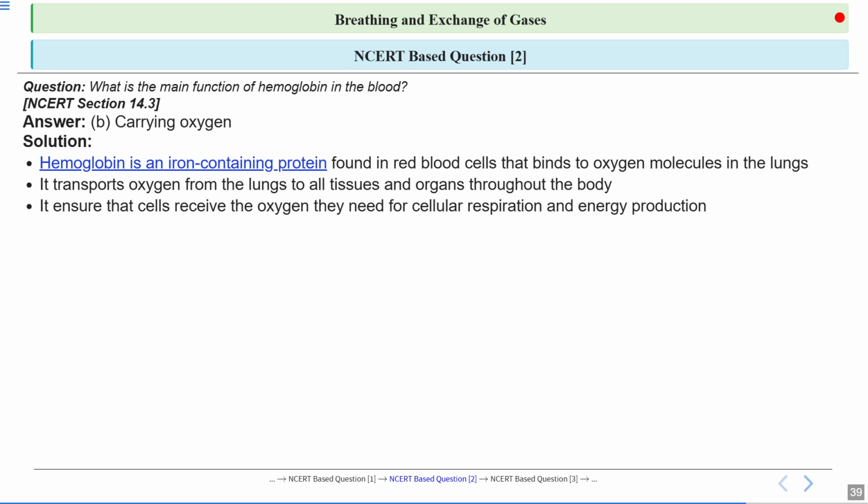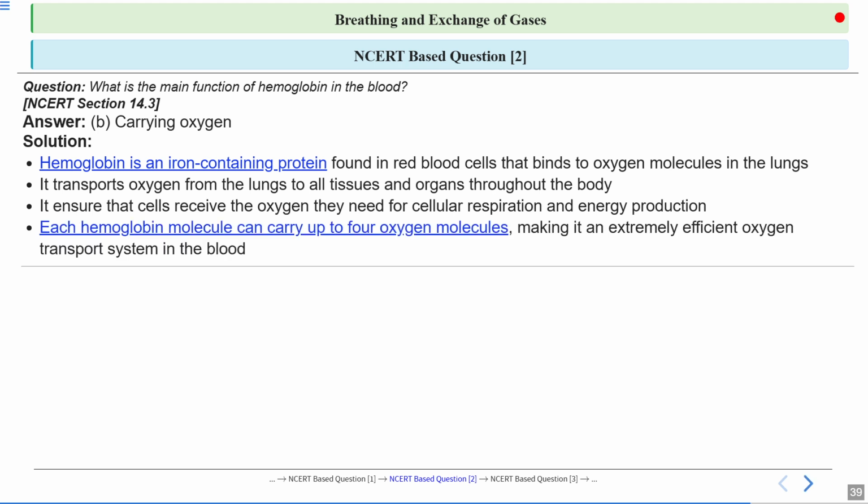Though it can transport carbon dioxide also, your body requires oxygen, right? So here the main function of the hemoglobin is to carry oxygen. But yes, this hemoglobin is also carrying the carbon dioxide, and it is helping to eliminate it out from our body, right? Each hemoglobin molecule can carry up to 4 oxygen molecules, making it an extremely efficient oxygen transport system in the blood.